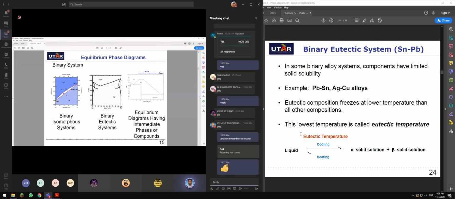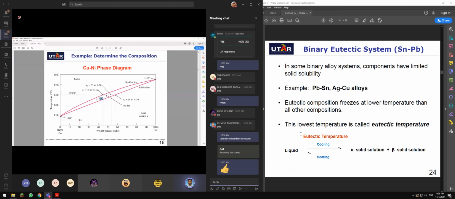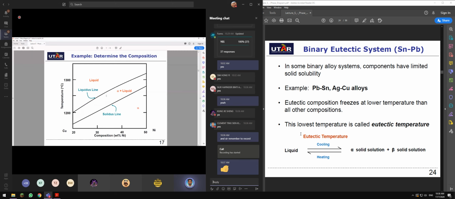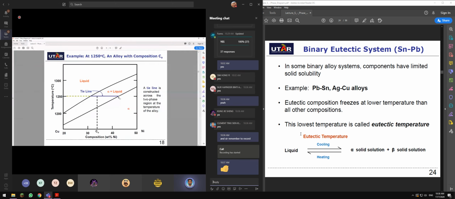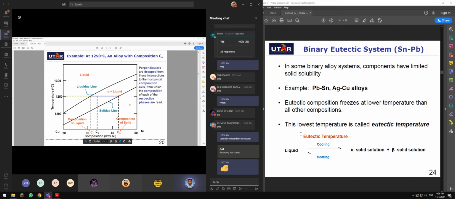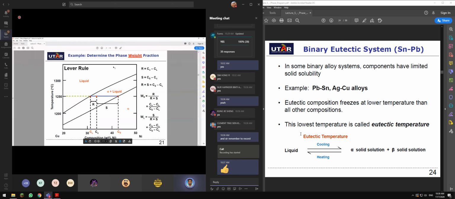And how are you going to find the composition of liquid and solid if it falls under this region? You can find the composition by utilizing tie line. Remember tie line? Draw a horizontal line that touches the liquidus and solidus line. Just go down and you can find the composition. If you want to find the fraction, you need to use the lever rule.